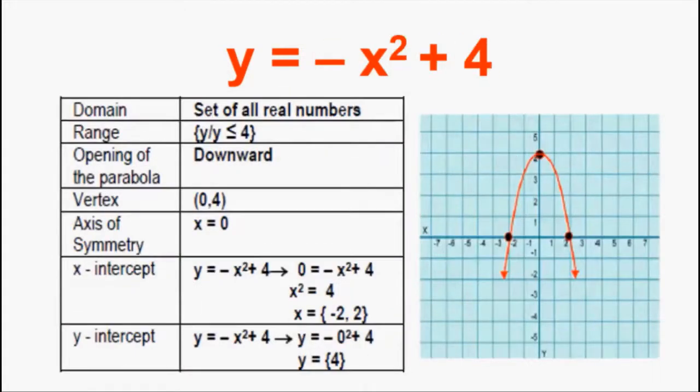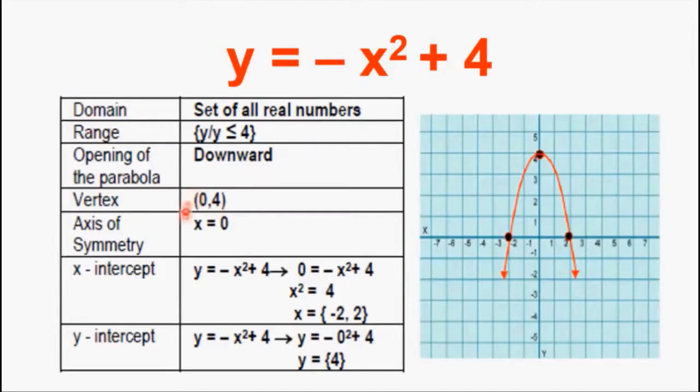So, last example natin, we have y is equal to negative x squared plus 4. So, the domain is the set of all real numbers. Sa range naman, less than or equal to ang gagamitin natin kasi ang a is negative at kita sa vertex na ang k ay 4. Kaya ang range natin is the set of all y where y is less than or equal to 4. Ang kanyang vertex ay nasa point 0, 4.